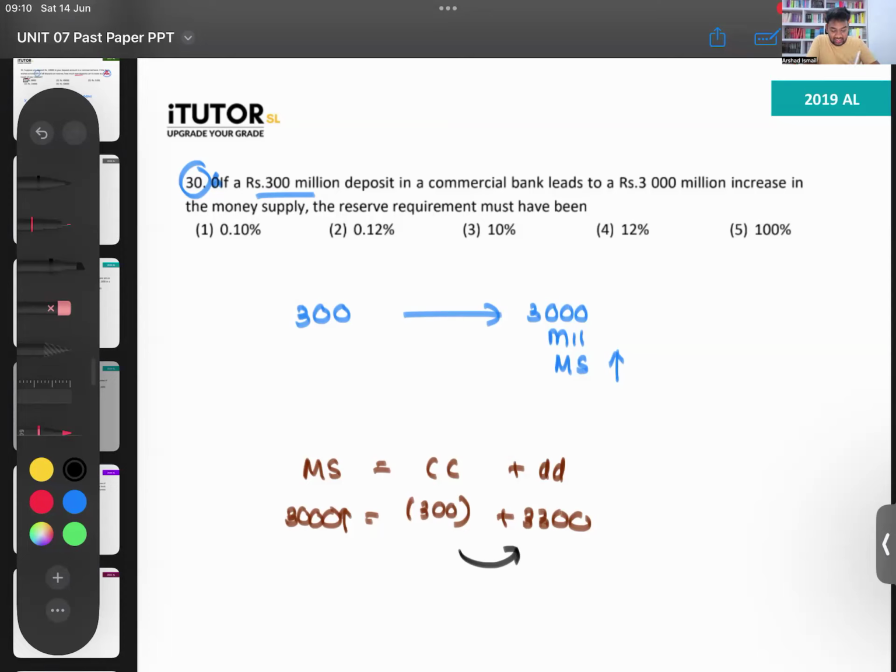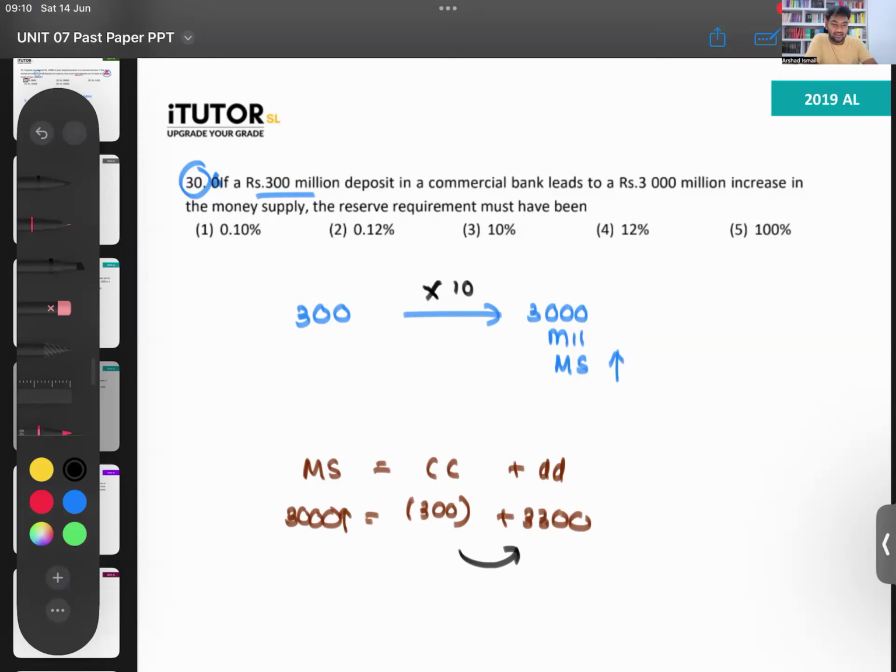So a 300 million deposit is causing a 3,000 million increase in money supply here. It has got multiplied by 10. Right? So we will not go into very much detail into that CCDD part because it's not sure who deposited that money. So then how much is your multiplier? Multiplier is 10. If your multiplier is 10, how much is your SRR?